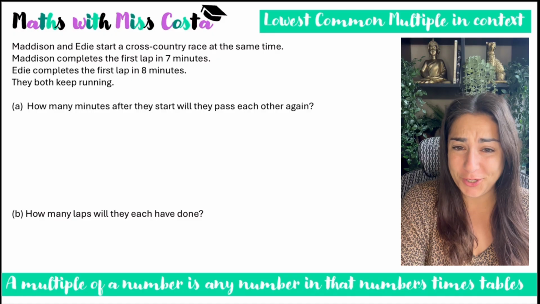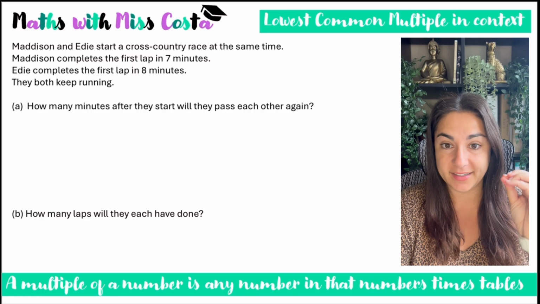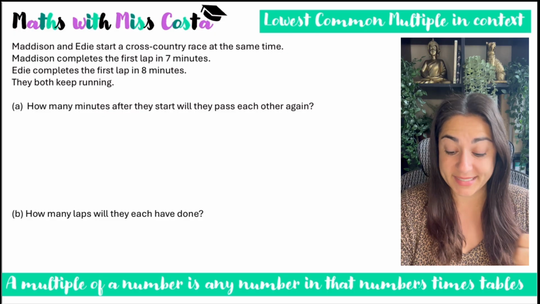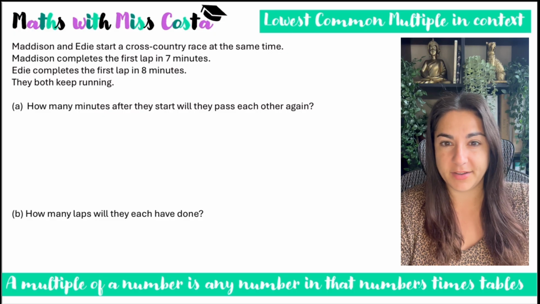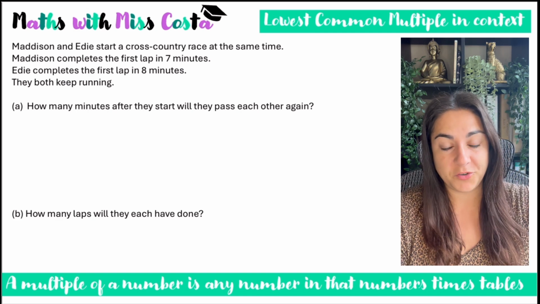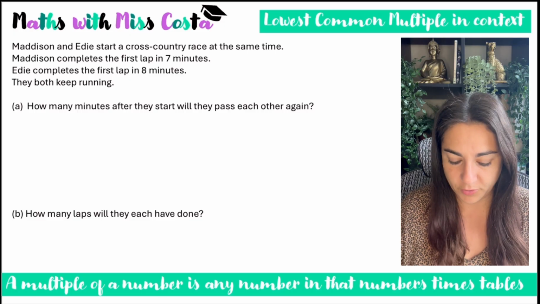Okay, so there's a few ways to do lowest common multiple, and if you're working with small numbers, then there is a slightly easier way. A multiple is just a number in that number's times tables. Factors are always going to be smaller than your number, and multiples are always going to be larger than your number, or the value of your number.